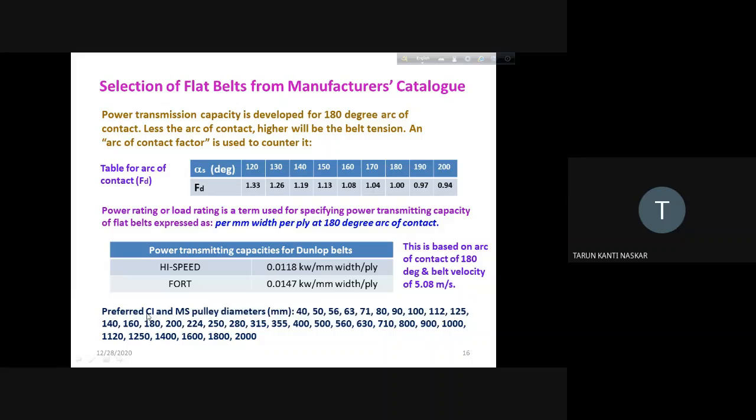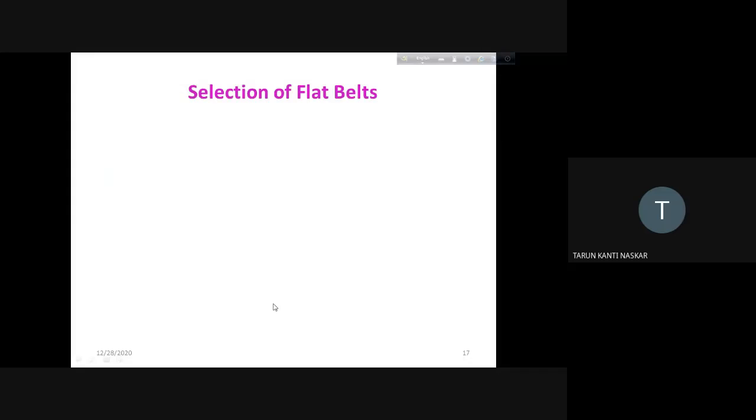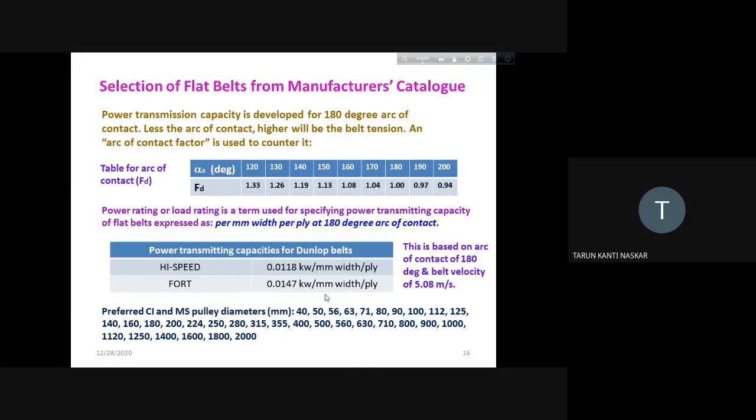Now, preferred cast iron and MS pulley diameters, these are the preferred diameters. So these are available in the market. Pulleys are also available in the market, the manufacturers sell them, and the dimensions of the pulleys are normally from 40 to 2000, as written there. So this is the standard diameter of the pulleys which are available in the market. Now, selection of flat belt, how to select the flat belt. There are diameters, and you have to select the pulleys from these diameters. You should not go away from the table.